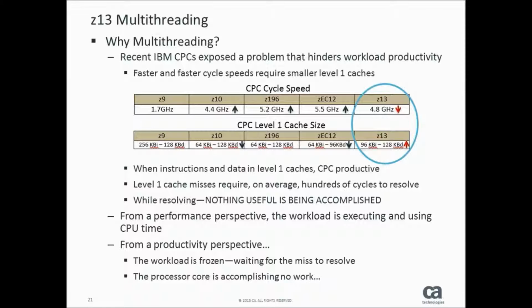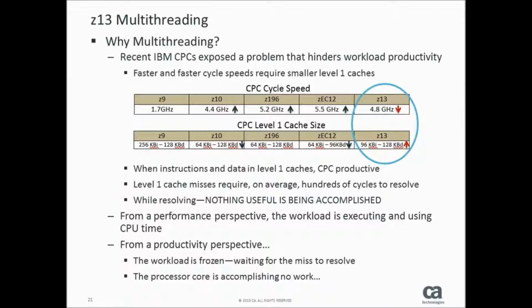So what they did with the Z13, they actually slowed it down a little bit. They went down to 4.8 gigahertz, and they increased the sizes of the level 1 instruction and data caches. And they did that to accommodate something called multi-threading. And with multi-threading, IBM has branched out. They've sort of reached the limits of technology so far as increasing gigahertz to get more capacity.